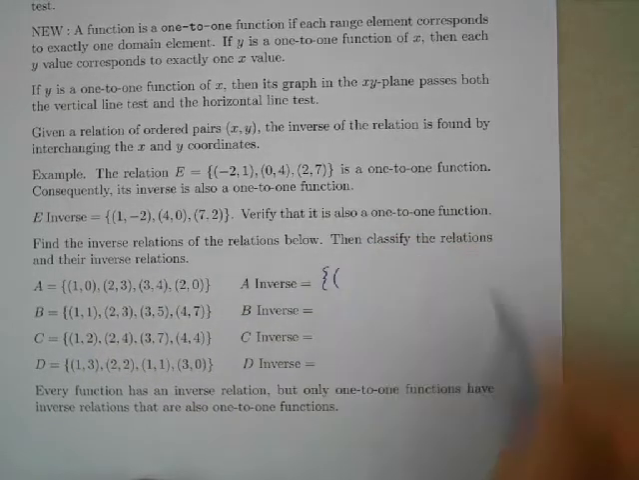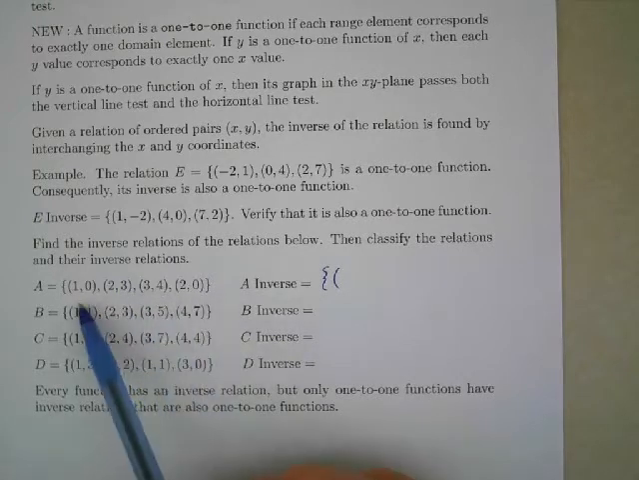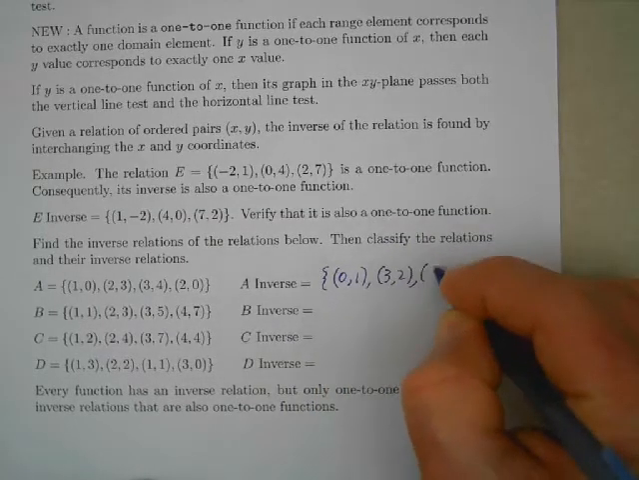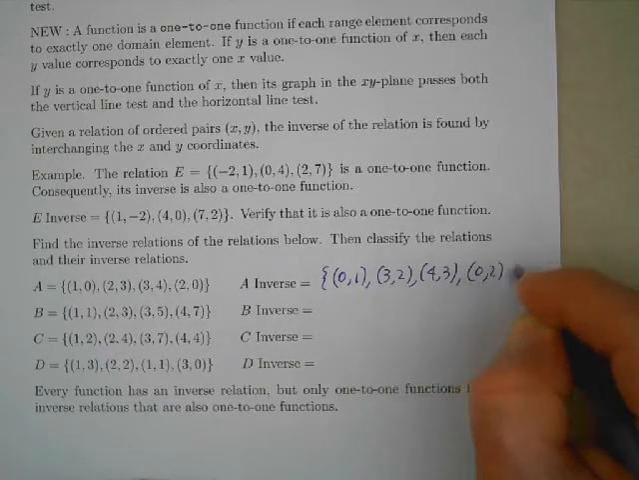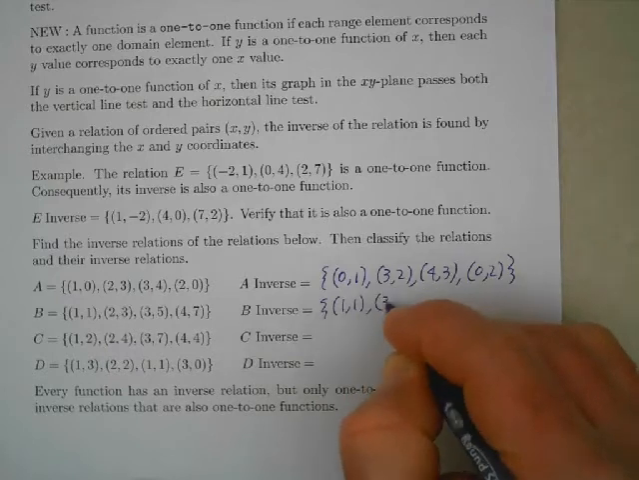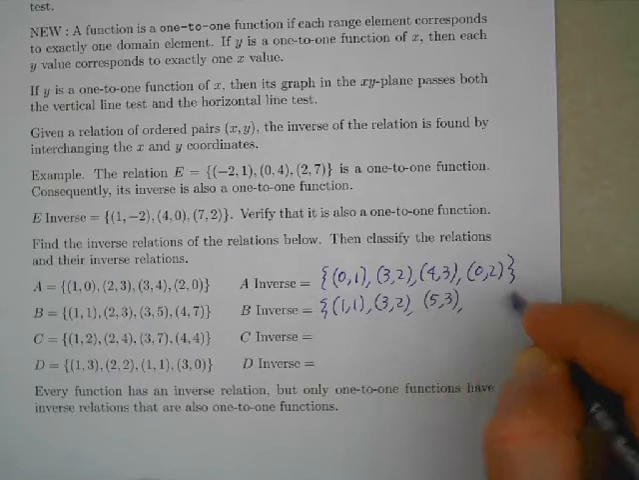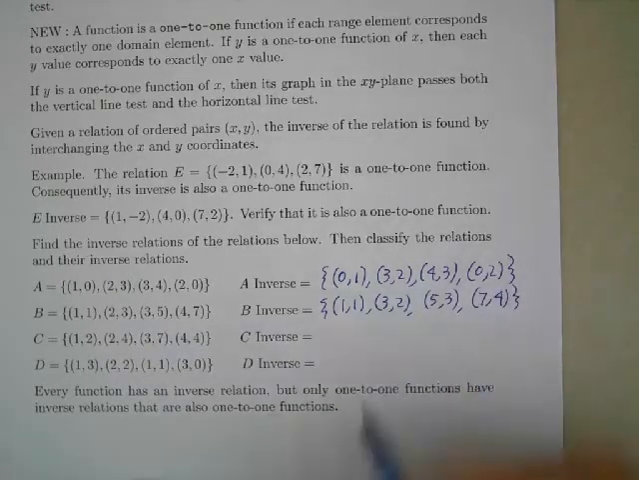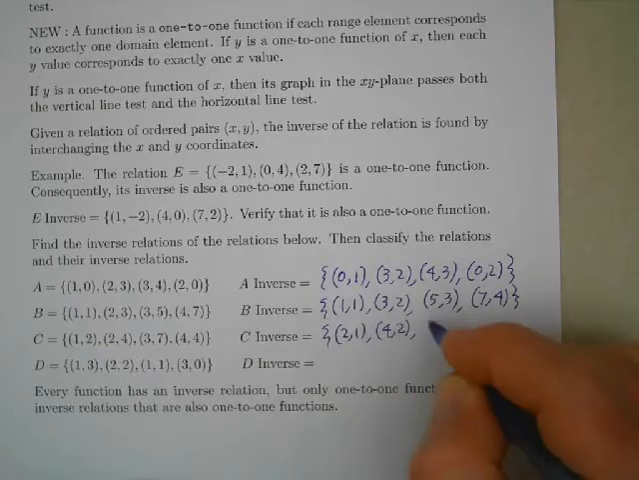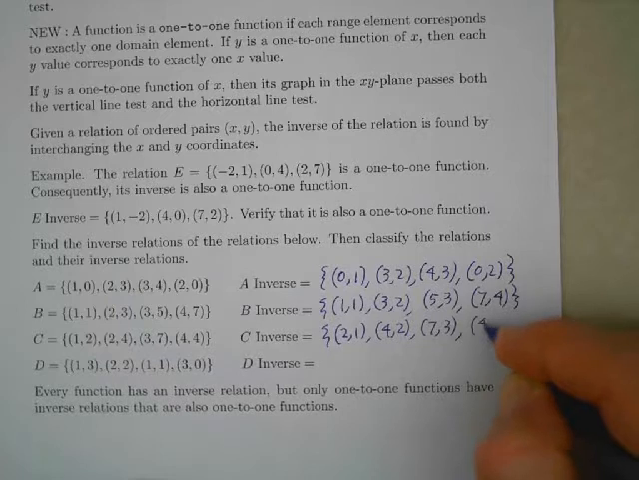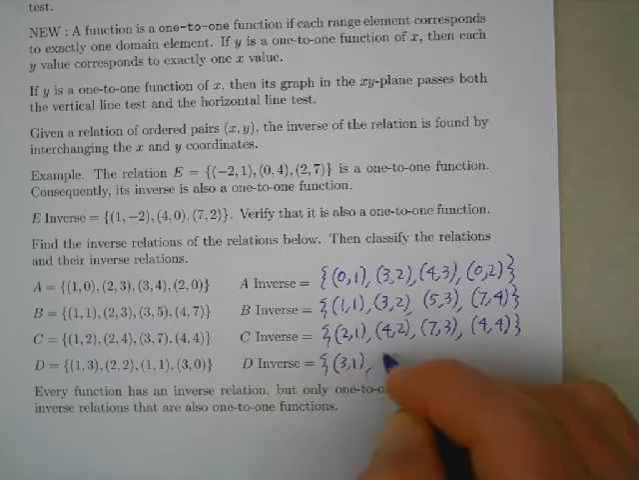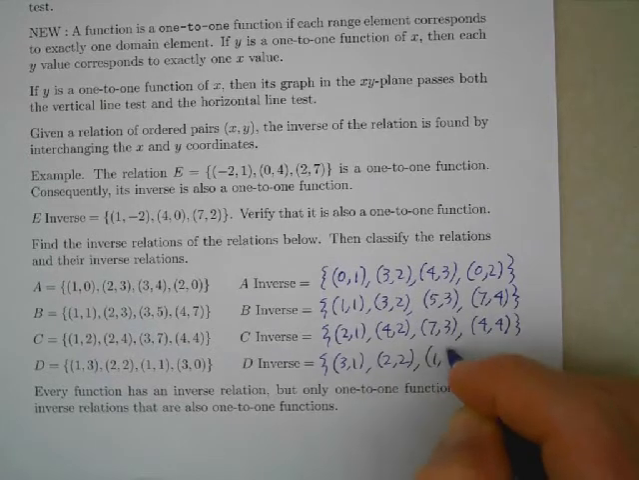For A inverse, we'll just interchange each of the x and y coordinates from A, so we get the ordered pairs (0, 1), (3, 2), (4, 3), and (0, 2). That's A inverse. B inverse, interchange the x and y coordinates. We get (1, 1), (3, 2), (5, 3), and (7, 4). For C inverse, interchange the x and y coordinates. We get (2, 1), (4, 2), (7, 3), and (4, 4). And for D inverse, interchange the x and y coordinates. We get (3, 1), (2, 2), (1, 1), and (0, 3).